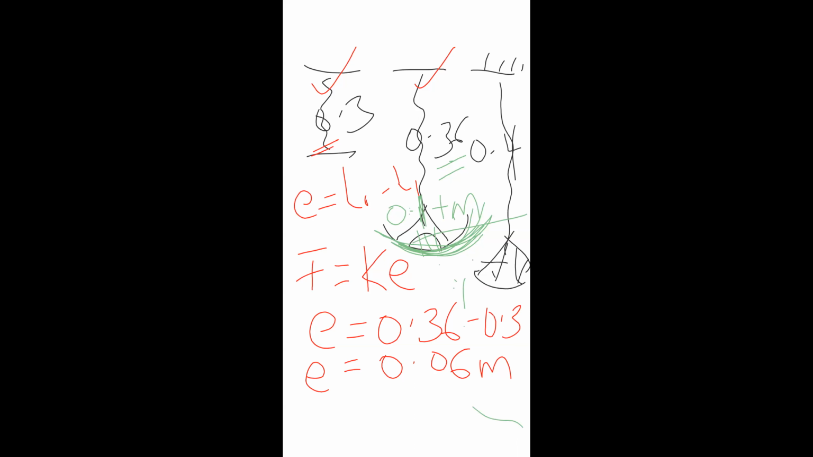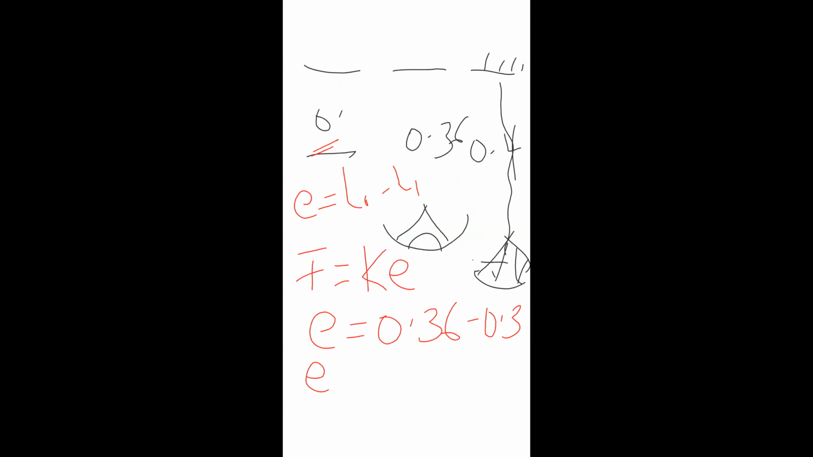Now, how we have got the 0.06, I'm going to clear this. And then we continue. Now we know that the extension is 0.06 when the mass is 0.1 plus M. That is our first case.